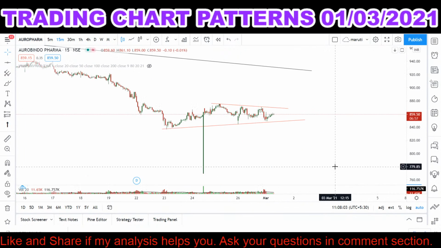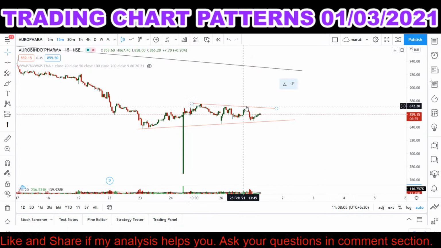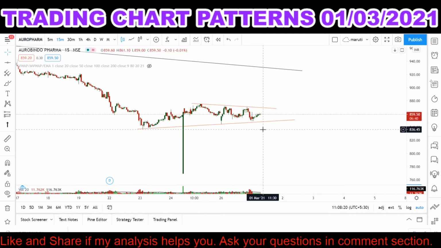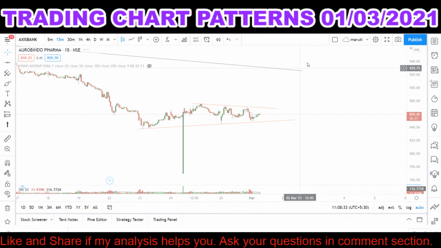Now see Auro Pharma. This stock is actually going sideways like this. If it breaks this resistance line and goes above 873, 874, then you can go for a buy, and if it goes below 837, 836, then you can go for a short sell, or even one can sell around 844, 842 for the target of 836. So this is the analysis for Auro Pharma.